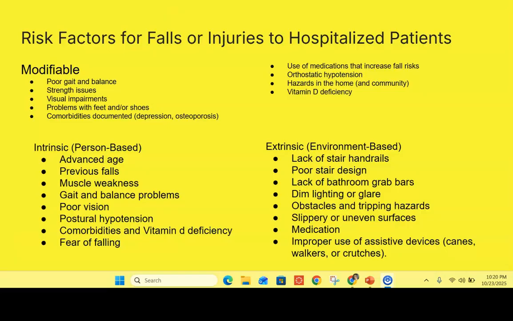Other factors which are intrinsic are competency-based. So if there's an increased use of restraints, improper fitting of assisted devices, improper supervision of the patient, decreased efforts by the hospital staff to mobilize patients, and then inappropriate or no footwear. These are all extrinsic factors.